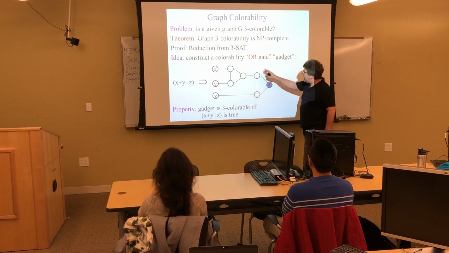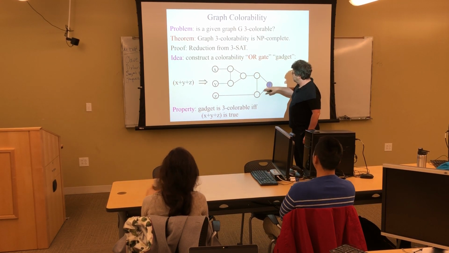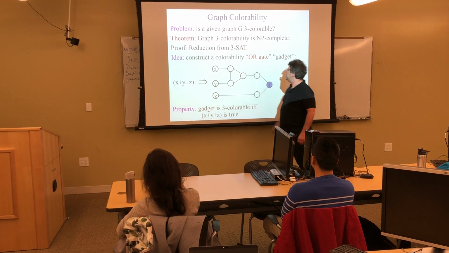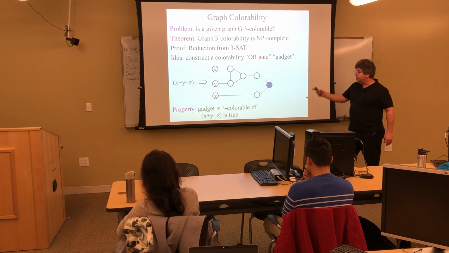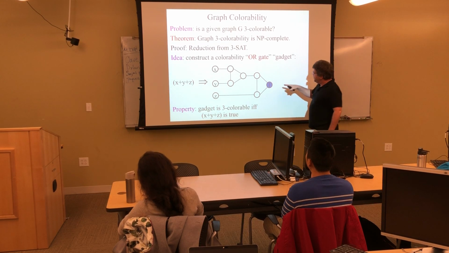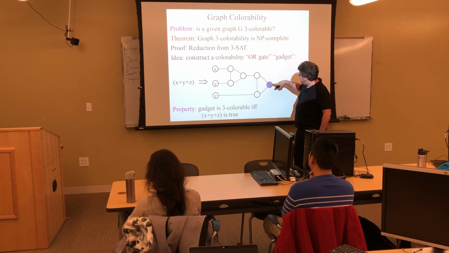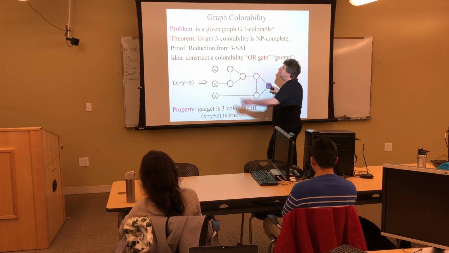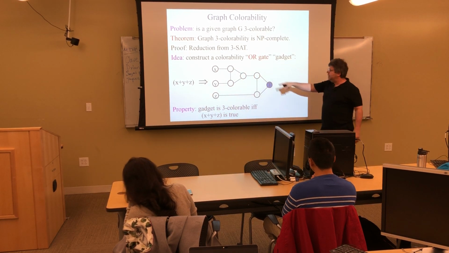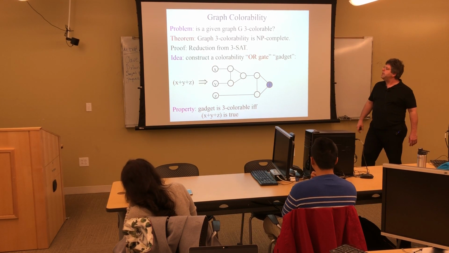If you 3 color this gadget, and this is definitely 3 colorable, right? You can use colors blue, green, and red, and this will be green, and this could be blue, and so on and so on. It is easy to 3 color this thing. In fact, there are many ways to color it, but it has the property that whatever way you 3 color this little graph, this color will be the same as at least one of these 3 colors. You can work it out and see that it's true. It's hard to do on this slide, but play with it and you'll see.